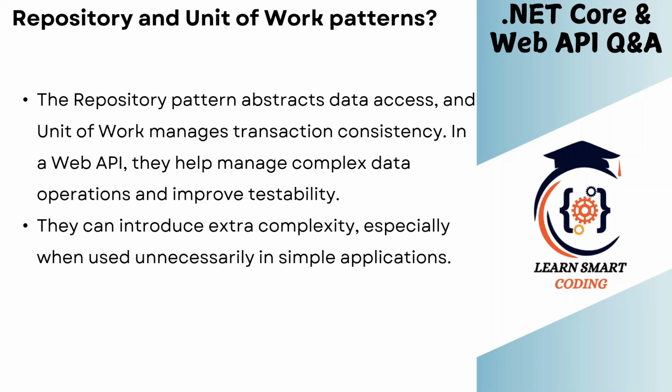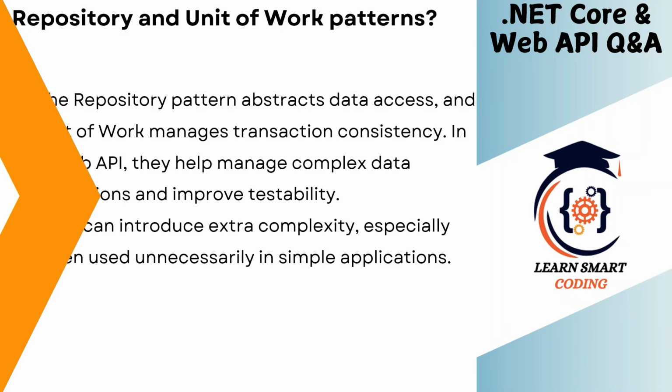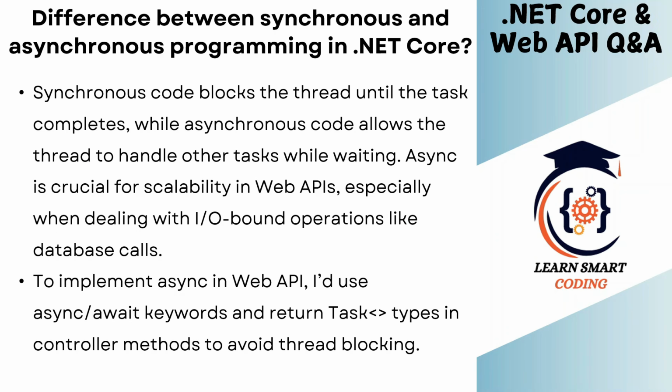In a web API, they help manage complex data operations and improve testability. If they cross-question you whether it is okay for everything, the answer is that in bigger applications, extra complexity will come into the picture. It all depends on the application and what you decide. Then they ask you about asynchronous and synchronous programming in .NET Core. That's very important. Synchronous code means you run the code from start to end using the same thread. The more the code is synchronous and the more traffic comes into your website, the worse your performance will be.